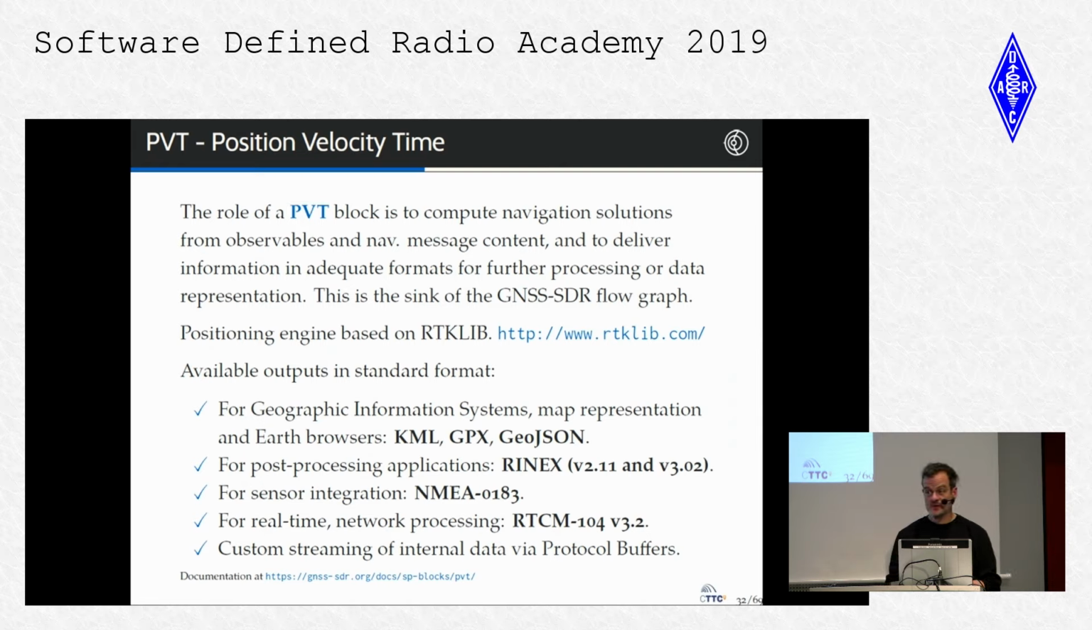And then it provides this information in different formats. For instance, if you want to plot your position in Geographic Information Systems or Google Earth or whatever, you can have KML, GPX, or GeoJSON formats. Then we have other formats for post-processing applications like RINEX files from observables and navigation, or maybe you want to integrate that with other systems. You have the NMEA protocol for that, or RTCM, which is for real-time broadcasting of this kind of signals.